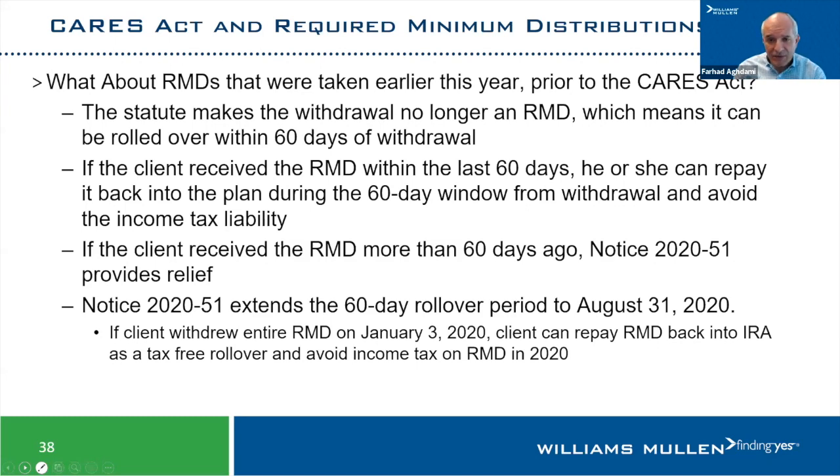And I think that's great for anybody who's taking something out recently. But what about the person who religiously takes their minimum required distribution on January 3rd every year? The CARES Act was passed after the 60-day period. Is there any relief for those folks? The service issued Notice 2020-51 that gives taxpayers until August 31st of this year to restore required minimum distributions, so they can essentially just put back into their IRAs RMDs that they've taken this year, and they don't have to take that amount into income.